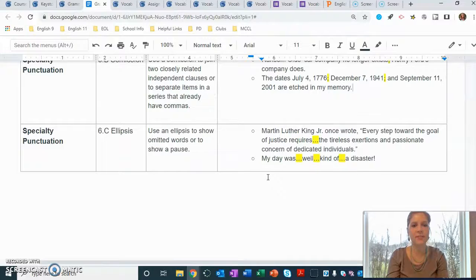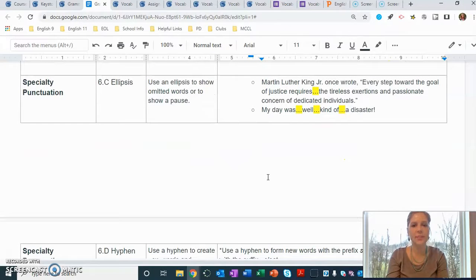Up next, ellipsis, which is a dot, dot, dot. You use it to show words that have been omitted, words you've taken out. Like if you're quoting something and there's a phrase that is not important to what you're actually arguing, you can just take it out and do dot, dot, dot to show that there was more there, but it's just not essential to your point. Or you can use ellipses to show a pause. My day was, well, kind of a disaster. So in creative writing, you might want to do that to show pause.